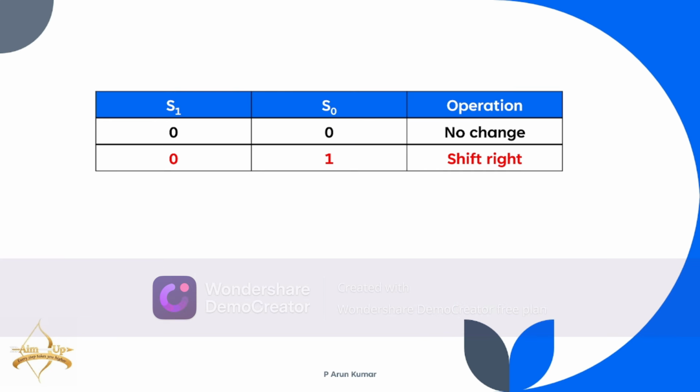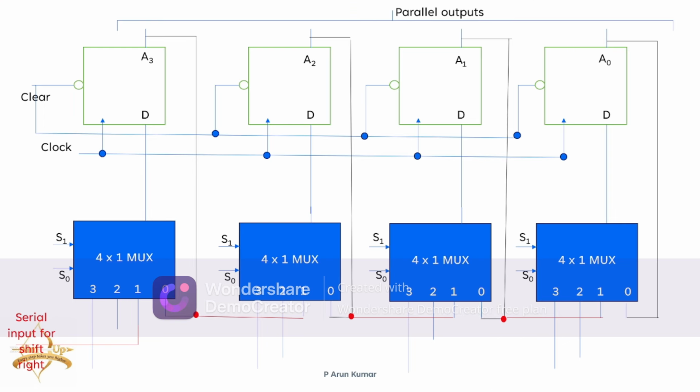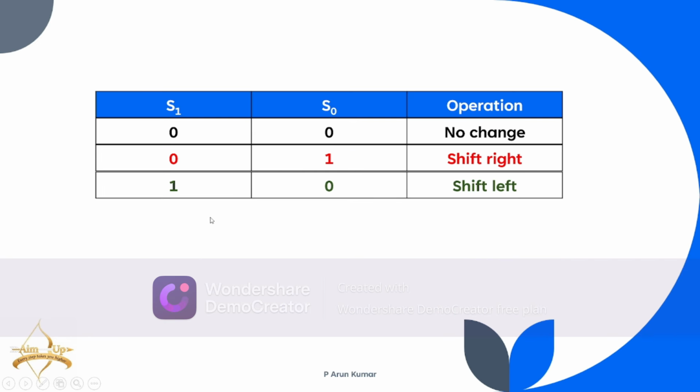Now let us take the other one. If I say the select line as 1 0, we can do the shift left operation. In the case of a shift left operation, the data which is stored in this D flip-flop should be shifted towards the left side. So the output of this D flip-flop should be connected to the input of this D flip-flop. However, that is not possible, so we must connect it to the mux only.